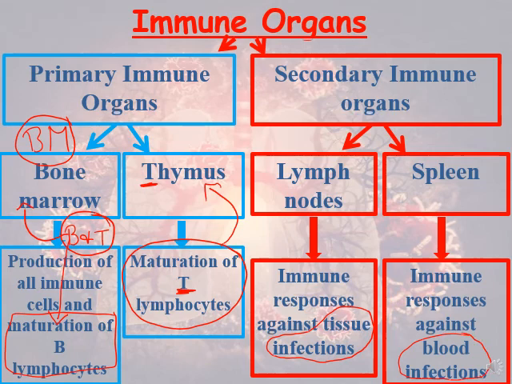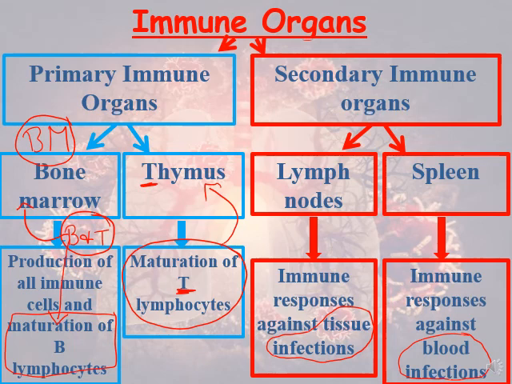We said that the secondary immune organs are the sites of the immune reaction, right? So the immune reaction will occur in the lymph nodes and the spleen, but the lymph nodes are special for tissue infection, whereas the spleen is special for blood infection.